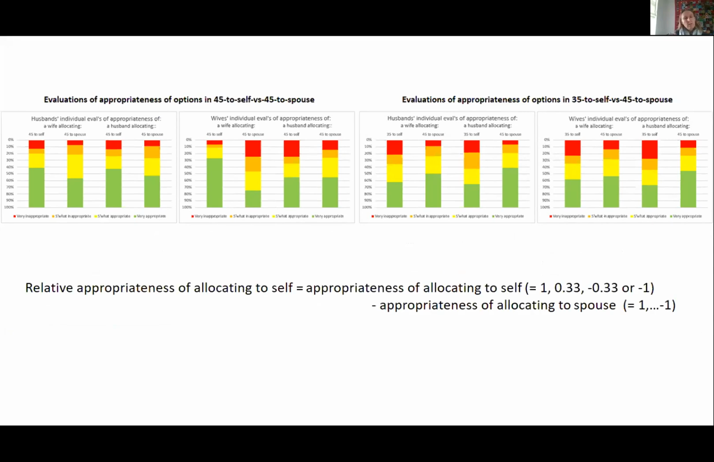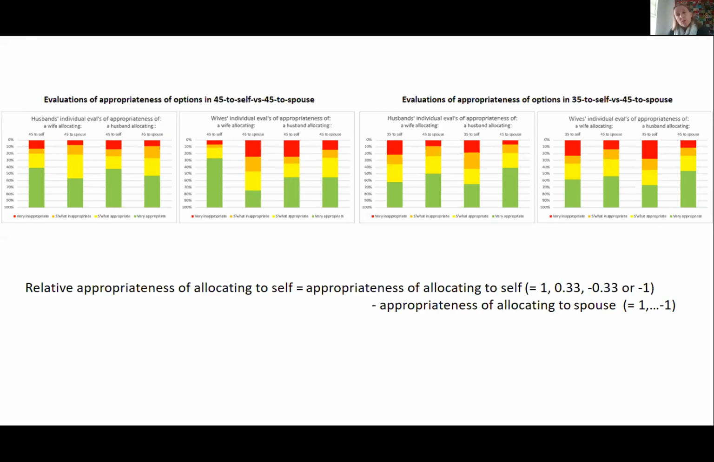Okay, now I'm going to define a variable that I'm going to use in the analysis going forward. This variable is the relative appropriateness of allocating to self within a particular decision-making scenario. So that might be the wife making the decision or the husband making the decision. For each individual evaluator, we're going to define this as the appropriateness of allocating to self minus the appropriateness of allocating to spouse. So it's the difference across the two options.